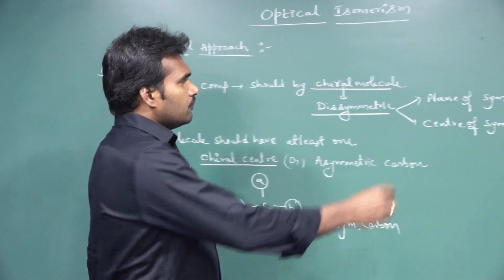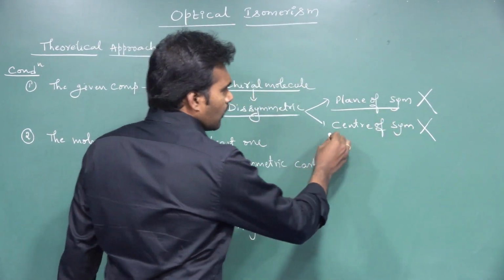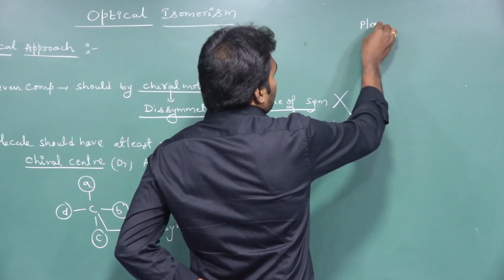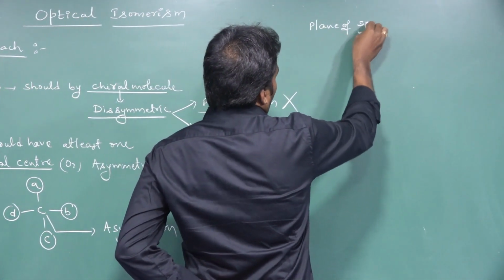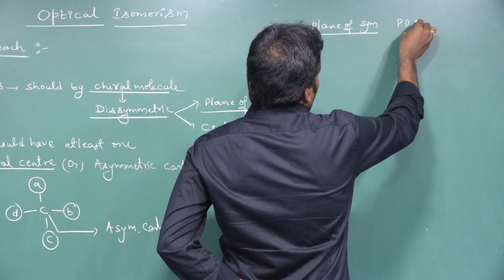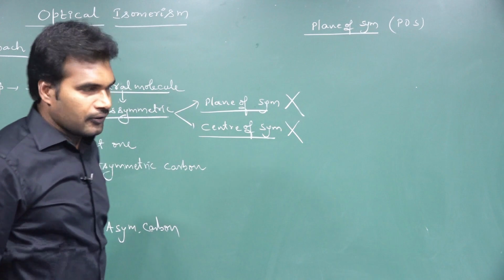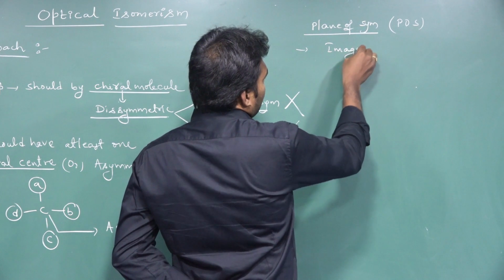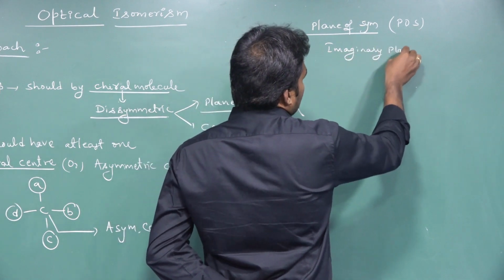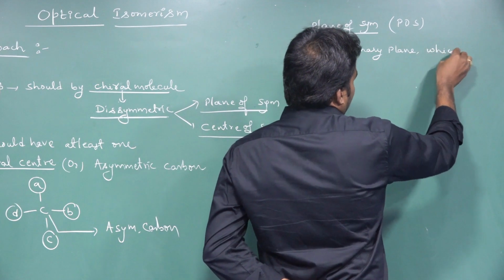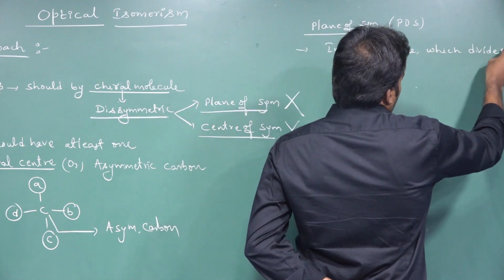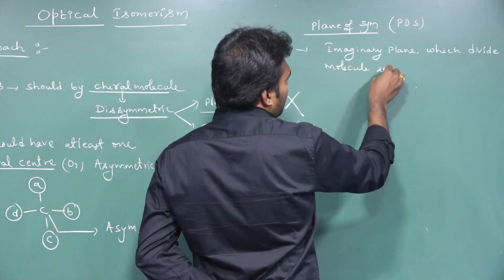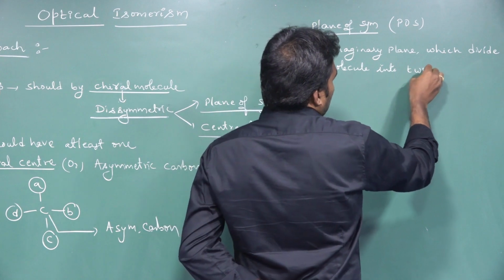Now let us see what is the plane of symmetry and what is the center of symmetry. So let us see the first one, plane of symmetry, I am writing as POS. It is nothing but an imaginary plane which divides the given molecule or compound into 2 equal halves.